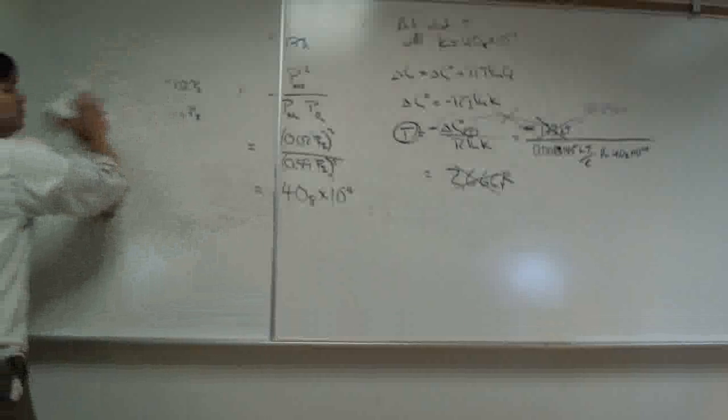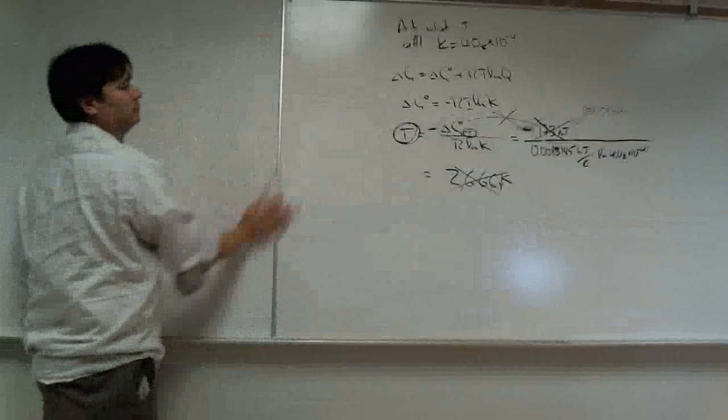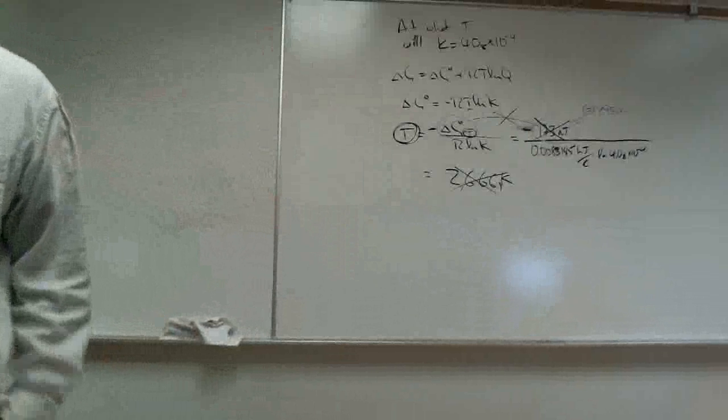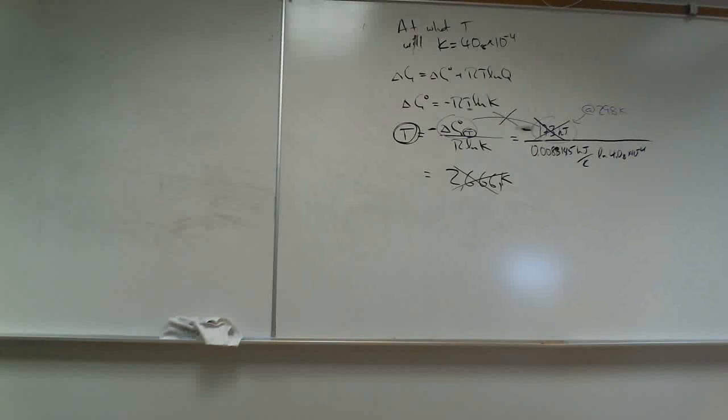Like we did with water. What did we do with water? Didn't you solve the delta G naught by making the assumption that delta H naught and delta S naught were not going to change significantly? Yeah, that's exactly what we did.